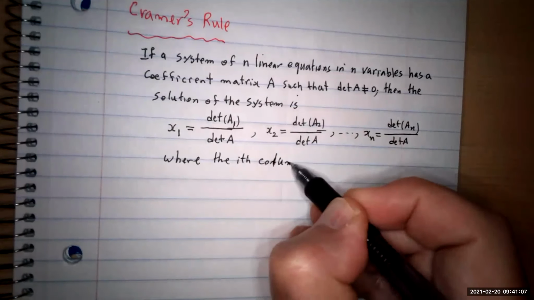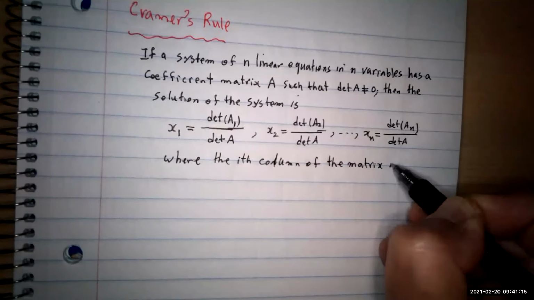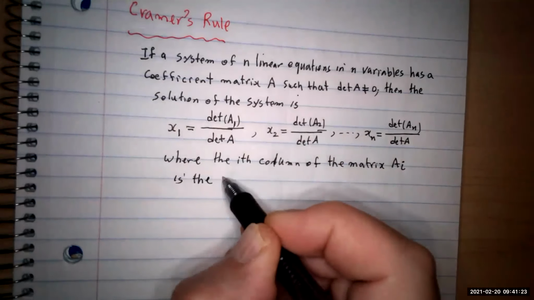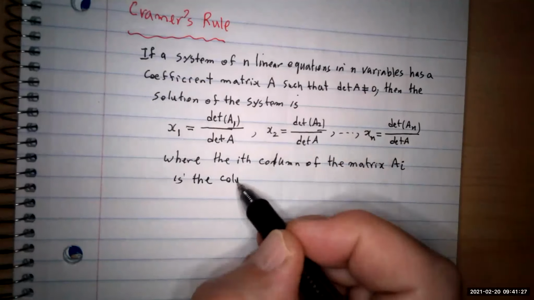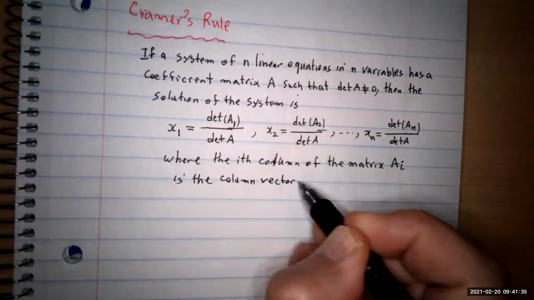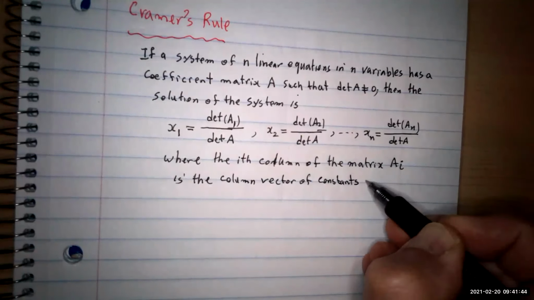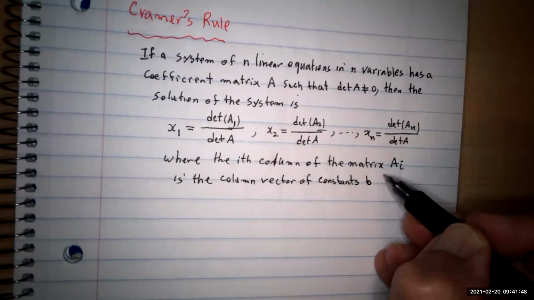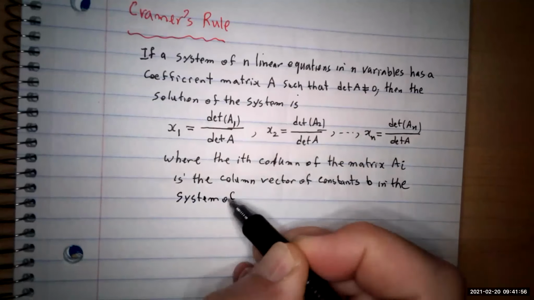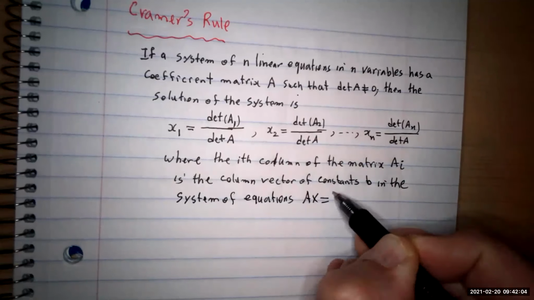Okay, the ith column of the matrix Ai is going to be the column vector of constants in the system, the constant B, if you like, in the system of equations AX equal to B.